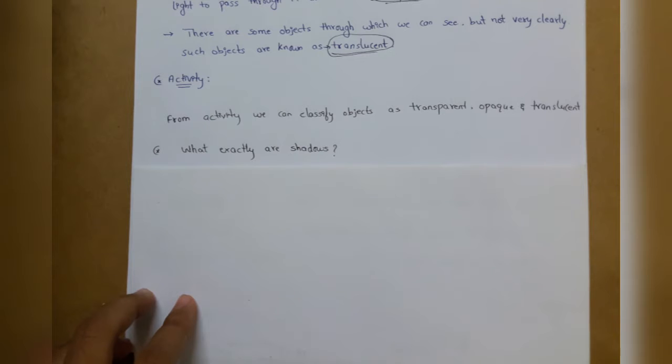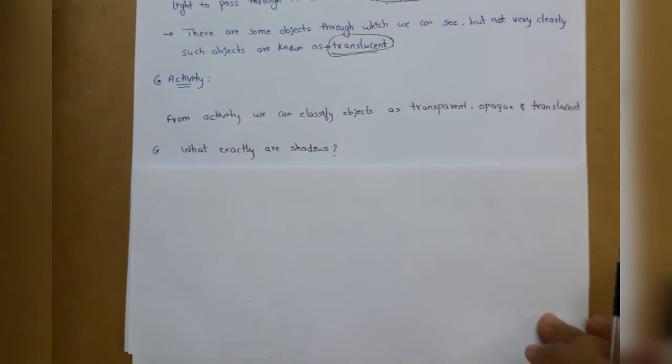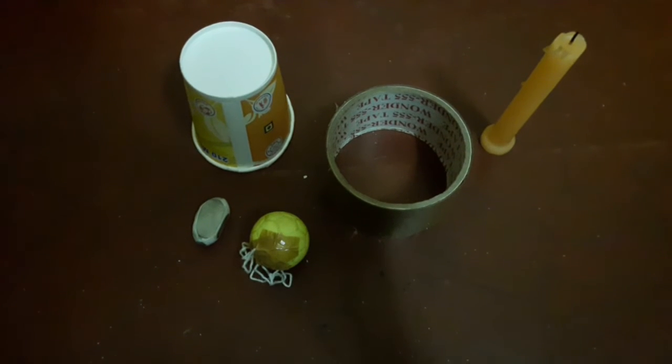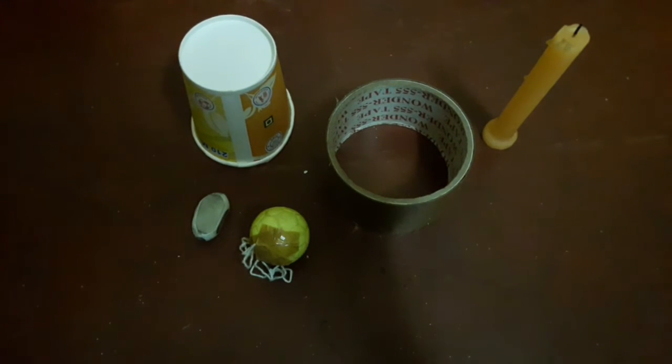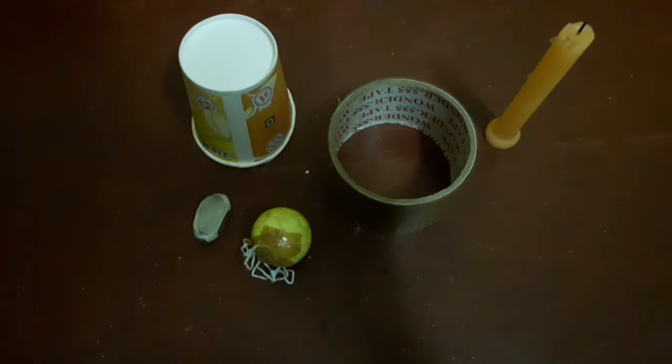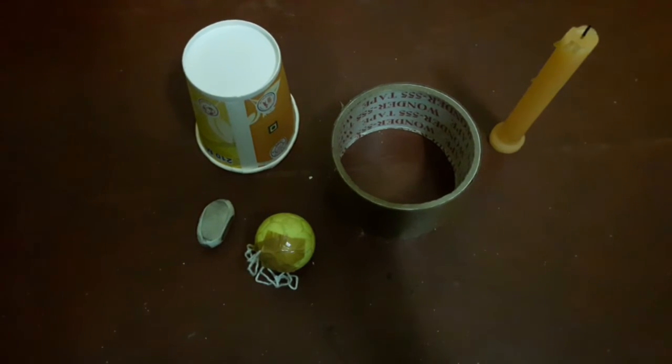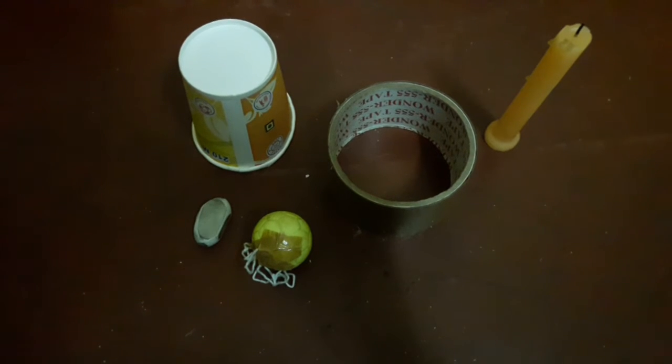Now, we have a question here. What exactly are shadows? Let us find out by doing an activity. Let's see the shadows of these objects. We will take a candle and see the shadows formed by all these objects. For this object, the shadow formed is circular. See the shadow formed on the wall. It is looking like a cylinder, but actually it is a hollow cylinder.